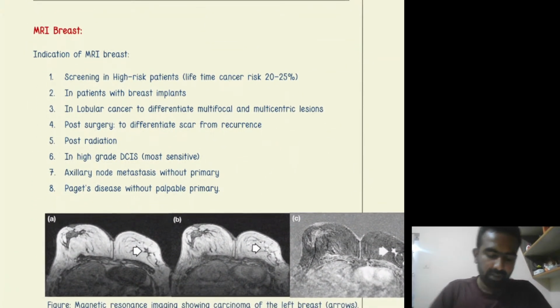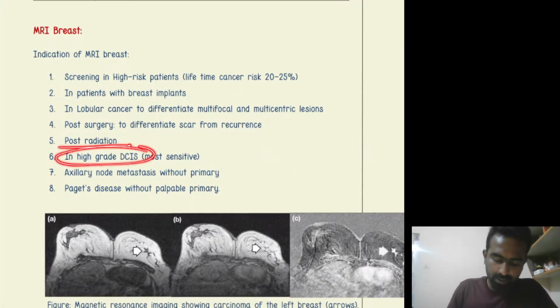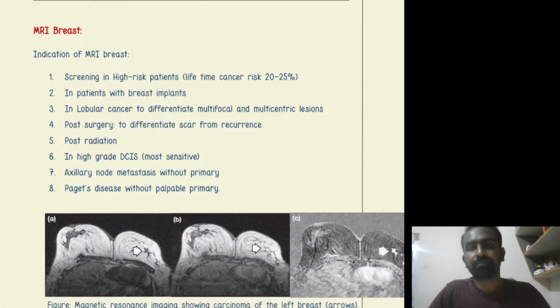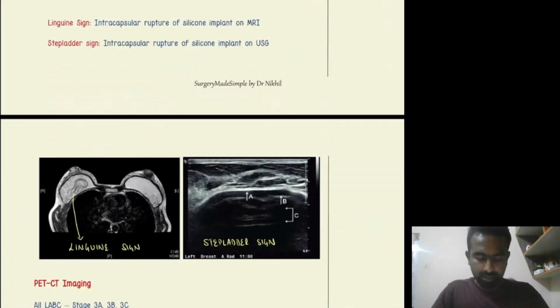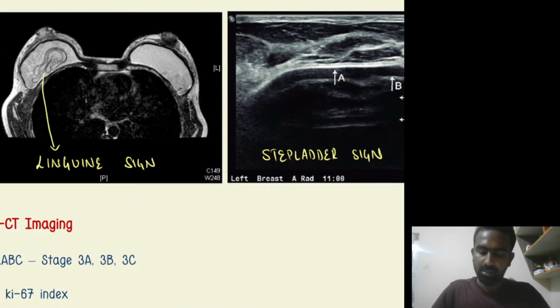MRI we saw for high risk patients where the lifetime cancer risk is 20 to 25%, and in case of breast implants, lobular cancer, post surgery to differentiate scar from recurrence, post irradiation, high grade DCIS, axillary node metastasis without primary, and Paget's disease without palpable primary. Okay, we saw these images also. Stepladder sign and linguine sign. Stepladder sign is on USG and linguine sign is on MRI.